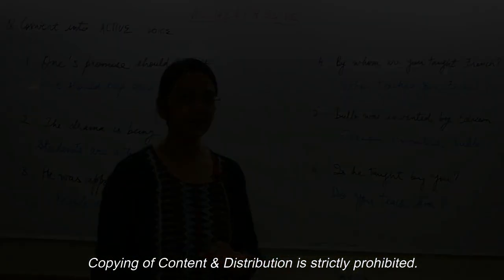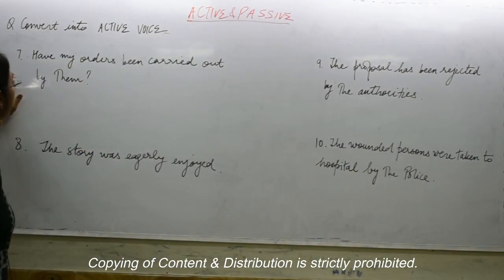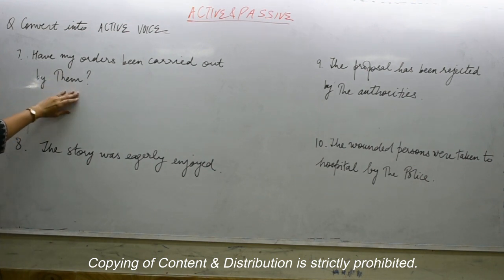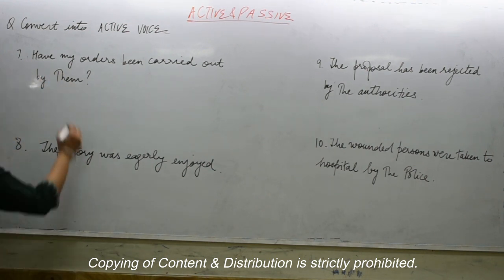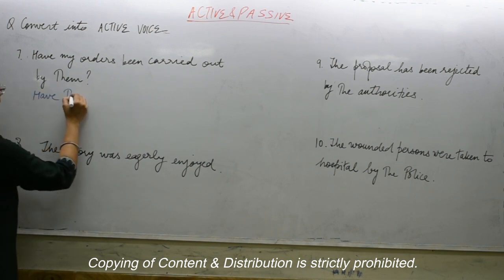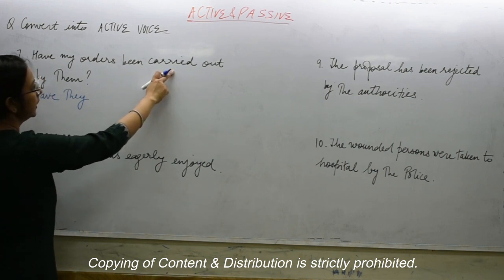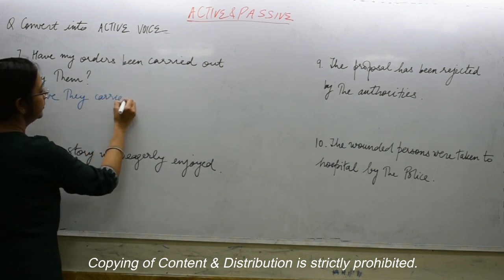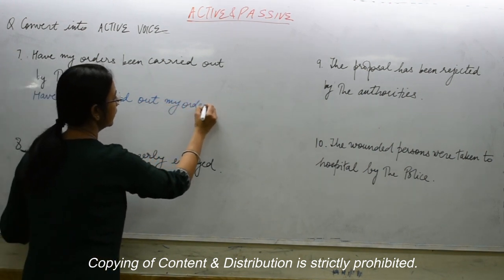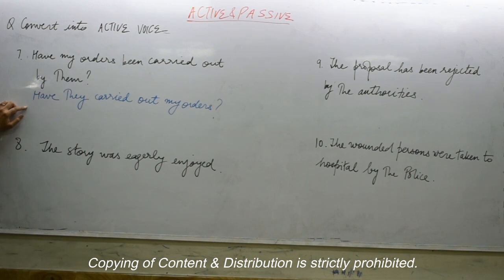So now next, moving now to next. Have my orders been carried out by them? So over here, have will not change. Them will change into they. Have they carried out my orders? Have they carried out my orders is the active form, and have my orders been carried out by them becomes the passive form.